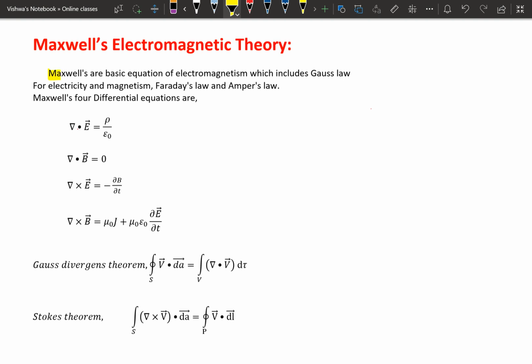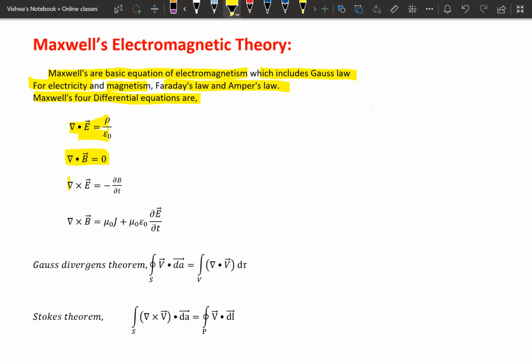Maxwell's equations are basic equations of electromagnetism, which include Gauss law for electricity and magnetism, Faraday's law, and Ampere's circuit law. Maxwell's four differential equations are: del dot E, that is the divergence of electric field E, is equal to rho by epsilon naught. The second equation, del dot B, that is divergence of magnetic field, is 0.